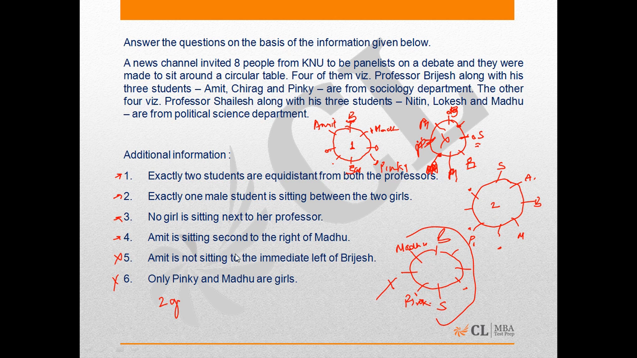Now we are left with three more persons, and these persons are Chirag, Nitin and Lokesh, but we can't say anything about the position of these three persons as there's no additional info about these three guys. So let's move to the questions.